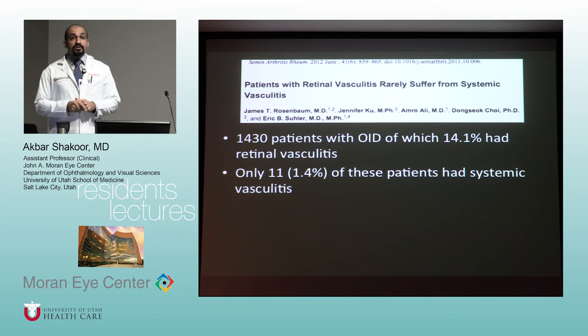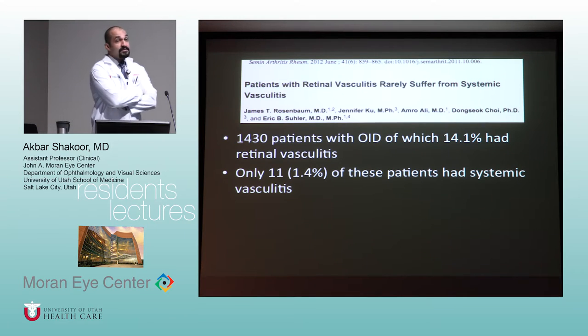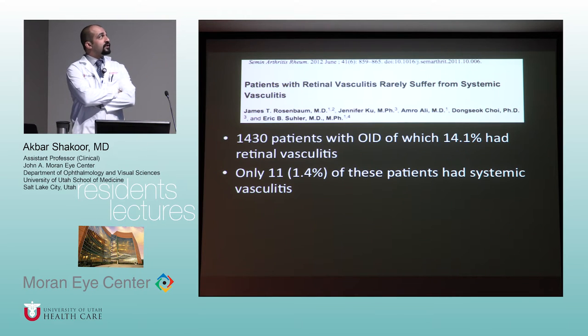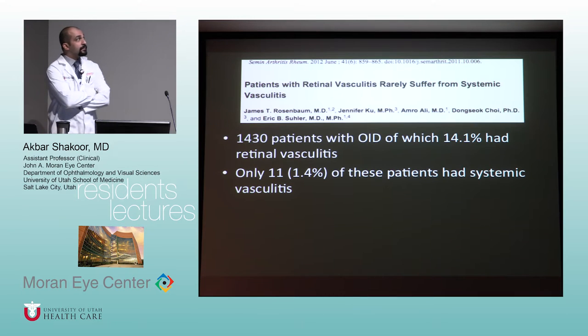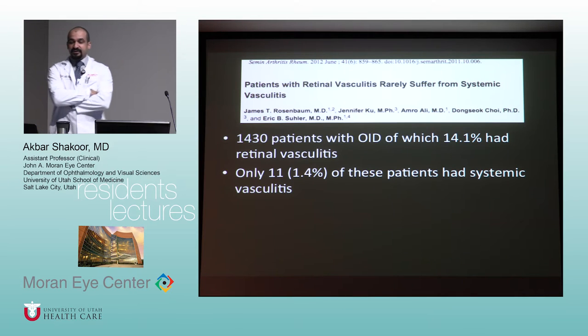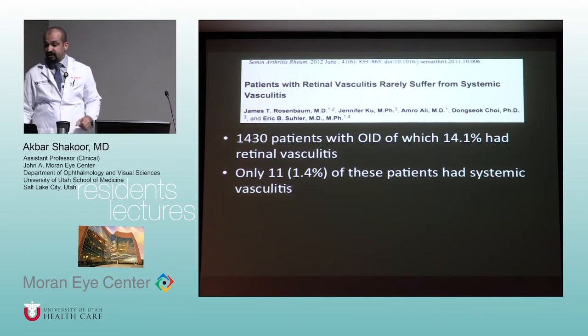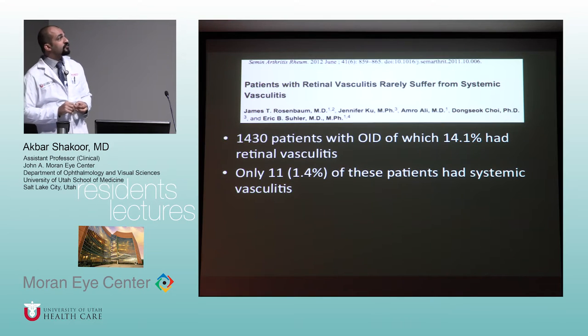It's important to remember that even though we look for signs of systemic vasculitis and evaluate for systemic disease, systemic vasculitis is actually truly rare. In this cohort of 1,430 patients from Oregon with ocular inflammatory disease, of which 14.1% had retinal vasculitis, only 11, or 1.4%, of these patients had systemic vasculitis. So it's very rare. We look for ANCA, we look for inflammatory microangiopathies, but we rarely find them. Is it 1.4% of the 14%? It's 1.4% of the 14%.